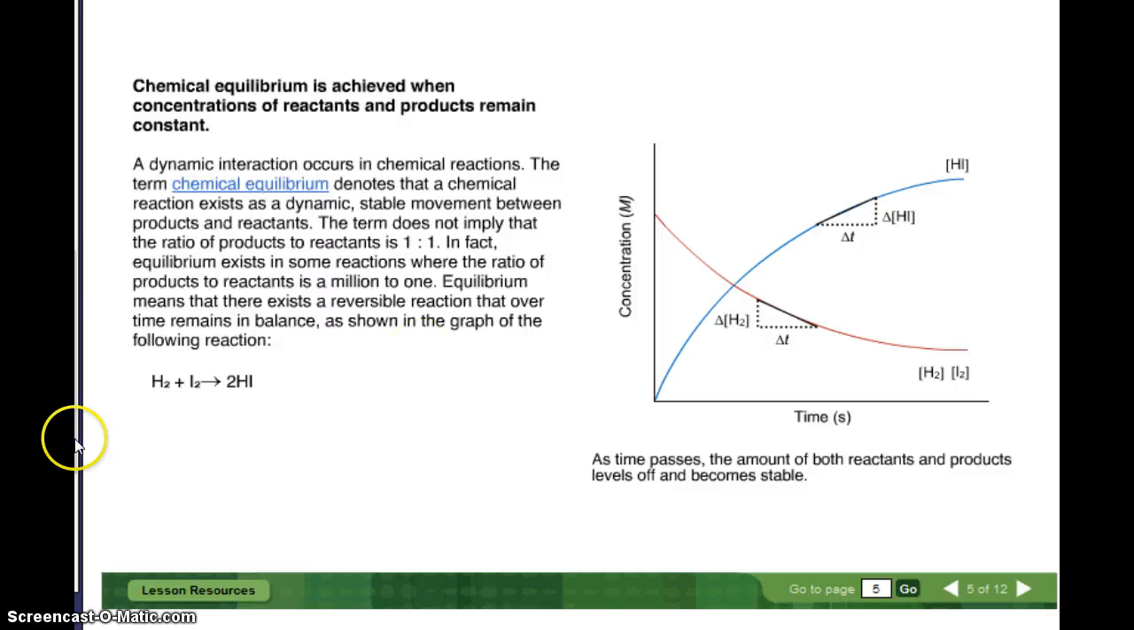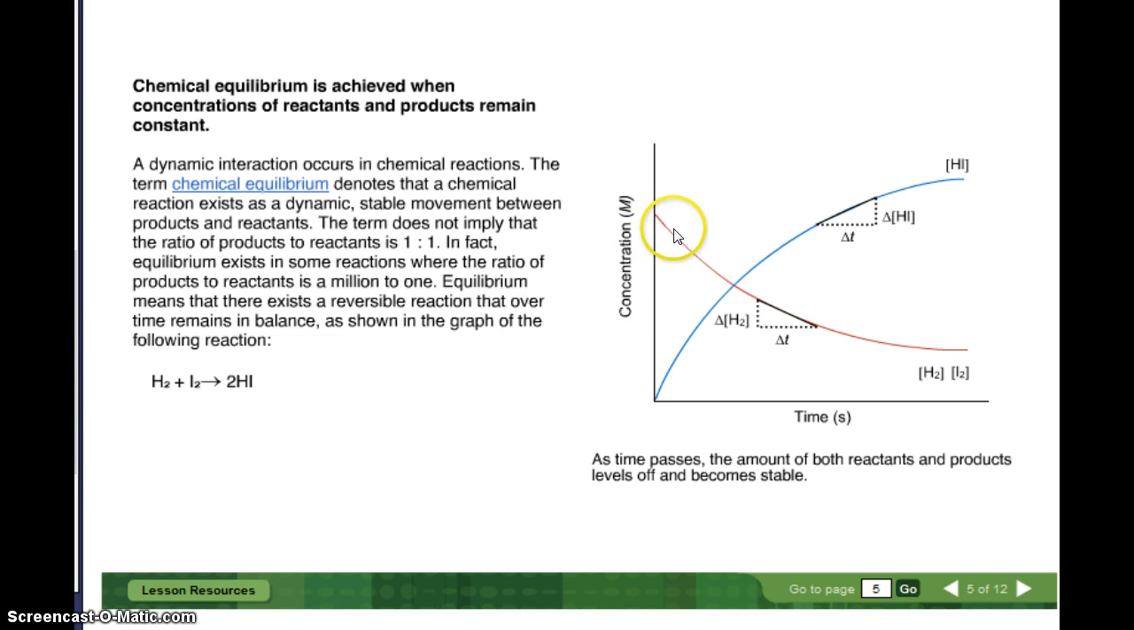the following reaction. So dihydrogen plus diiodine yields 2 molecules of hydrogen monoiodide. All right, so concentration in capital M, remember that's molar or moles per liter. We have it over time. As time passes, the amount of both reactants and products levels off and becomes stable.